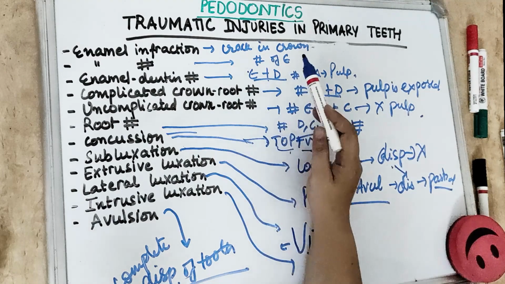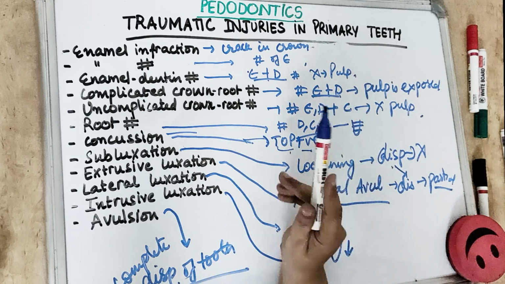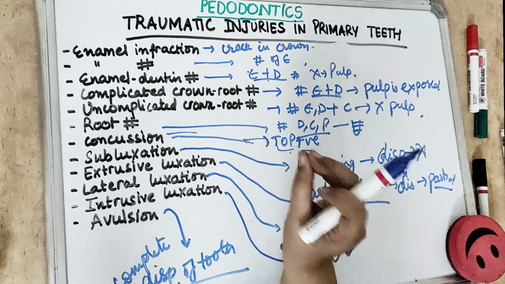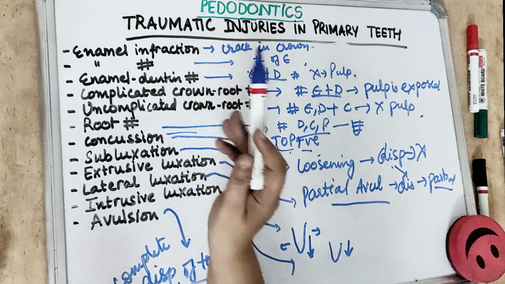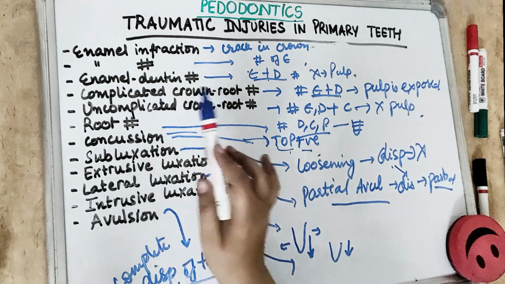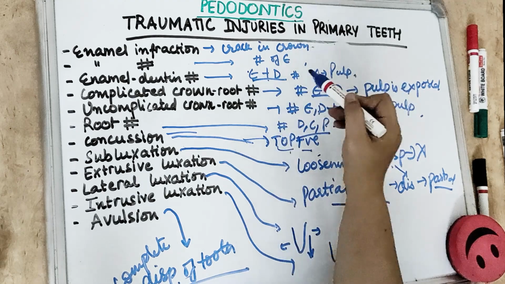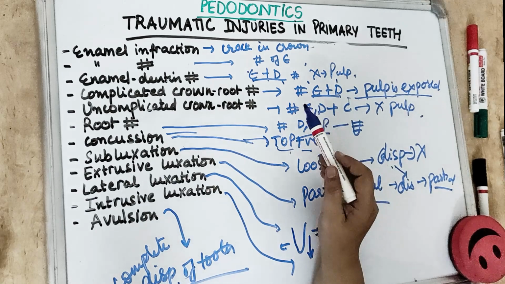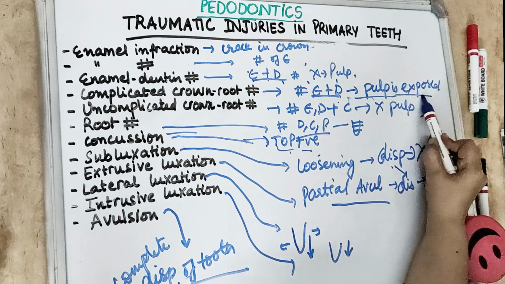So enamel infraction is when there is incomplete fracture or crack of the enamel without any loss of the tooth substance. It's just a crack in the enamel, not a fracture. Enamel fracture is when there is loss of tooth substance which is confined just to the enamel. And enamel dentin fracture is when there is loss of substance which is confined to the enamel and to the dentin, but pulp is not involved. The complicated crown fracture is the fracture of the enamel and dentin and pulp is exposed.